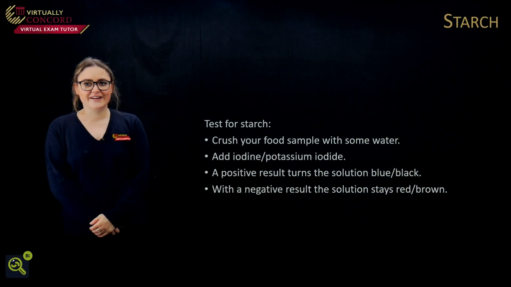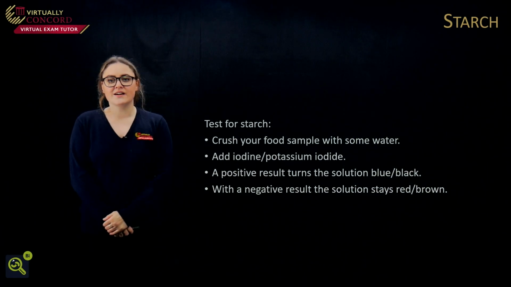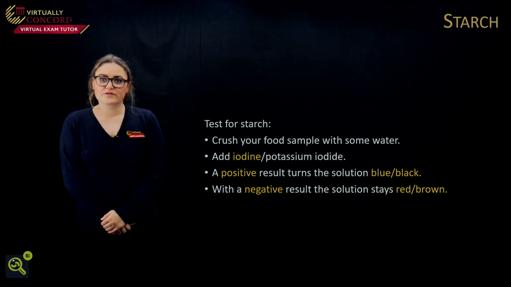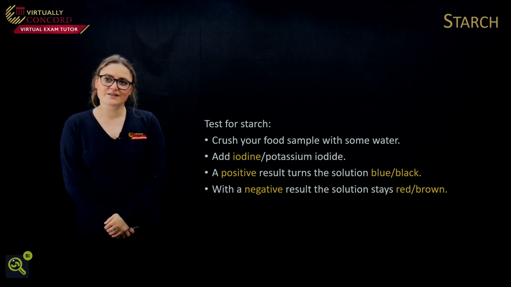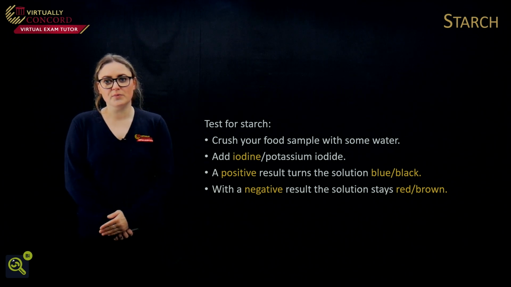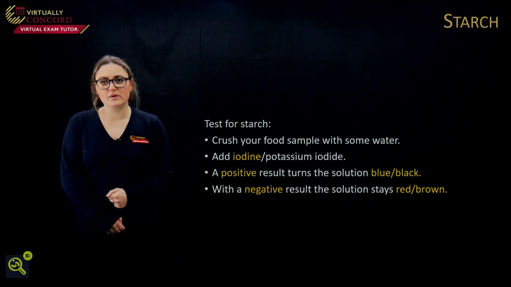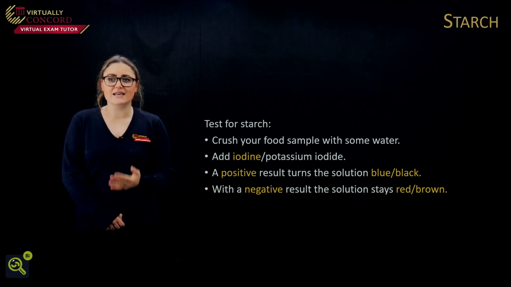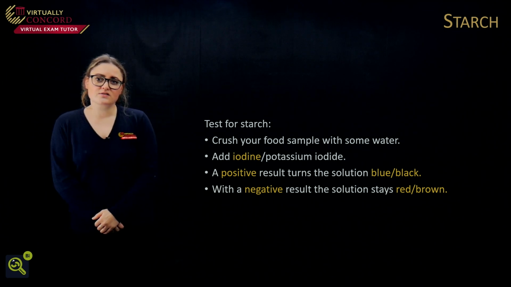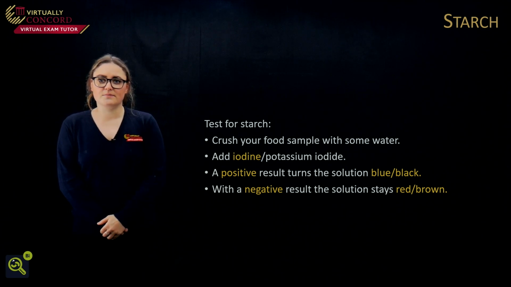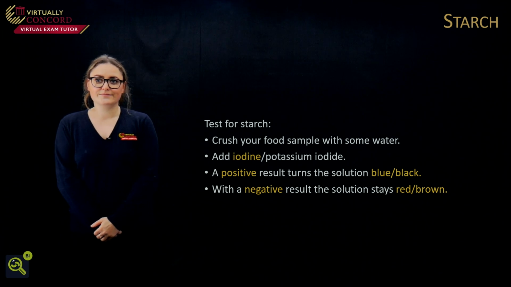Now that we've had a look at the test for starch, let's summarise. In order to do the test for starch, you should ideally crush your food sample with some water first. You'll then add iodine or potassium iodide, and a positive result turns that solution blue-black, with a negative result meaning that solution stays the same colour, which is red-brown, or you can say yellow-brown. Okay, so the test for starch is used to test for the presence of starch in samples. Ideally crush it, add your iodine or potassium iodide, a positive result will go blue-black.